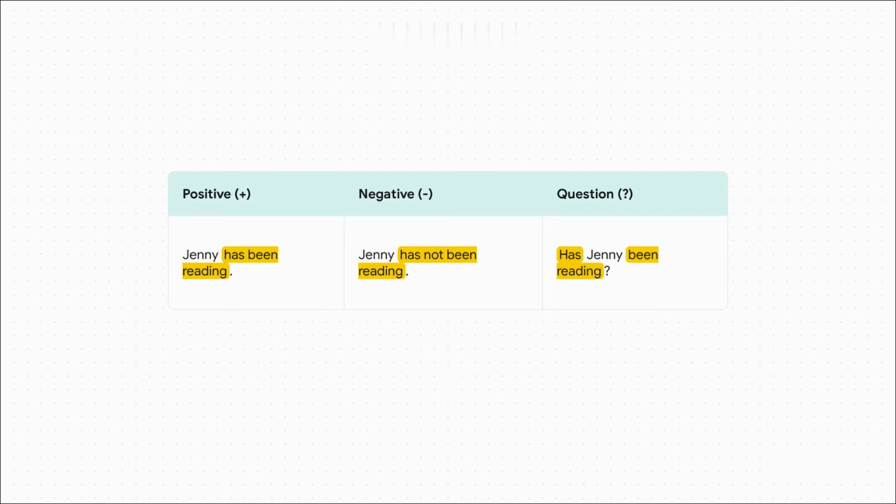Jenny has been reading. For the negative, it's Jenny has not been reading. But, you know, in conversation, you're almost always going to hear the contraction. Jenny hasn't been reading. And to ask the question, it becomes, has Jenny been reading? See how the pieces just kind of shift around? So now we know the formula. Let's talk about when we should actually use it.